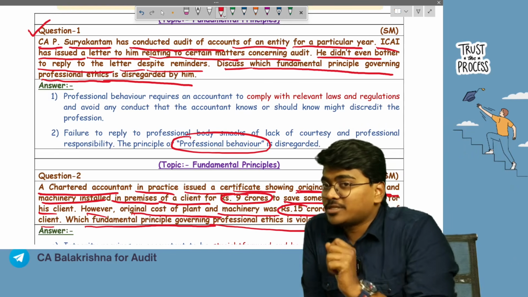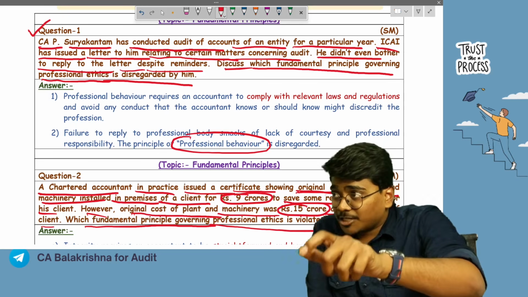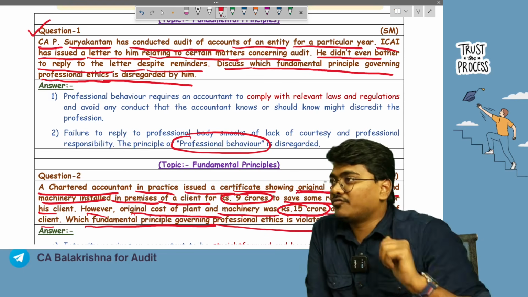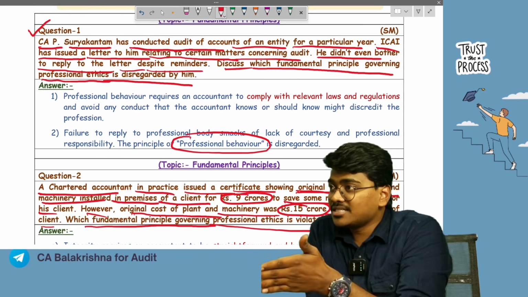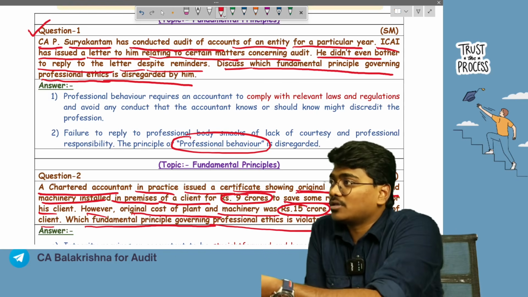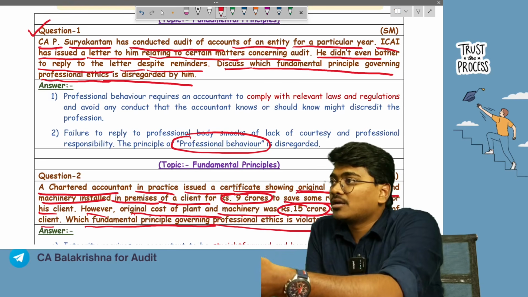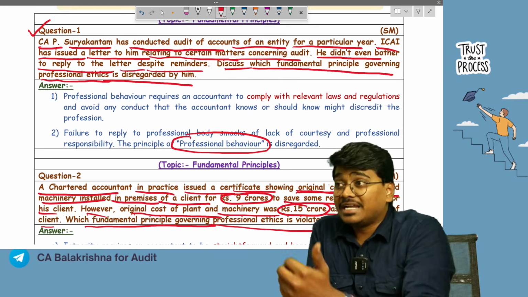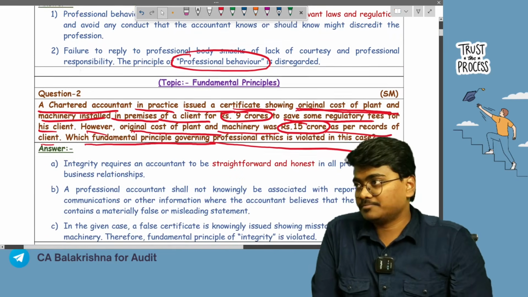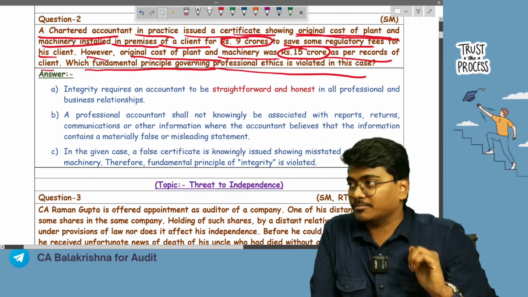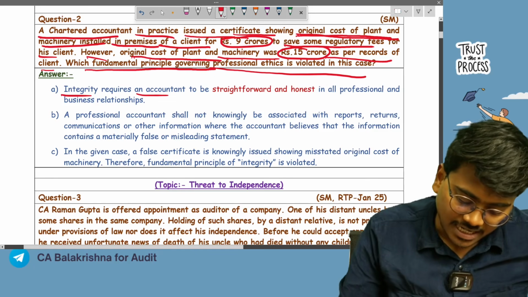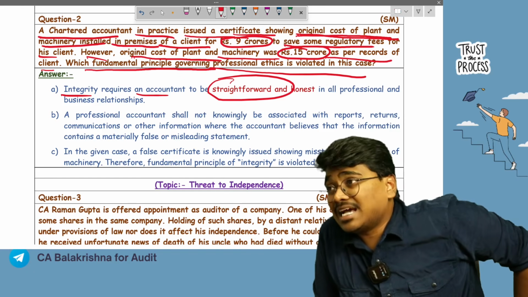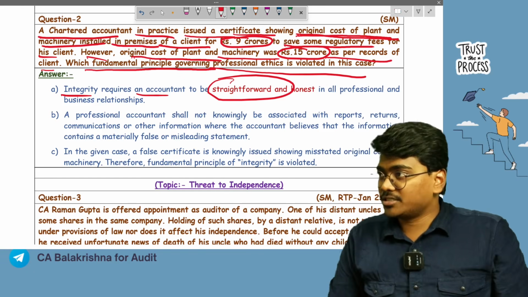See, actual value of machinery is 15 crores, but in the report that CA is issuing, he showed it as 9 crores. Why? To reduce certain government fee. So in this situation, he is not reporting the correct amount. That is, he is not truthful. If he is not truthful, integrity, right? The fundamental principle of integrity is not being followed by him. Integrity requires an accountant to be straightforward and honest, but in this situation, by reporting a wrong amount, he has lost his integrity. Got it?